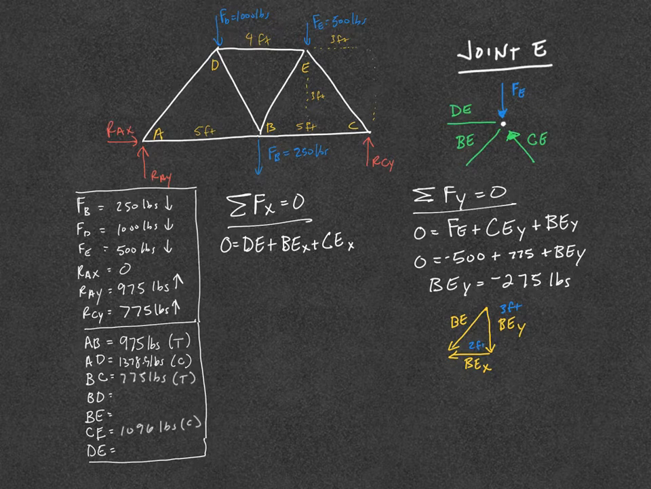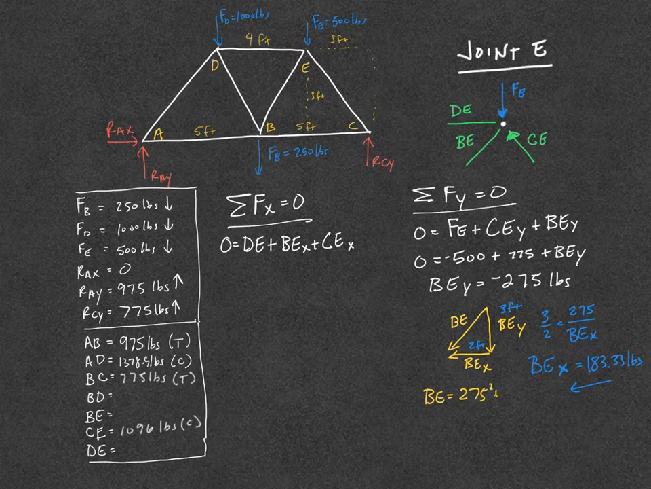I'm going to use a different method here. I'm going to use a ratio. So my ratio of feet, 3 feet to 2 feet, is going to be the same as my ratio of 275 for BEY over BEX, which I'm going to solve and get 183.33 pounds going to the left because of sense.